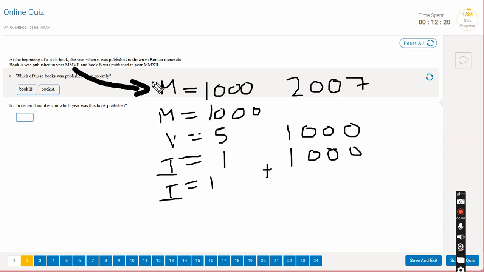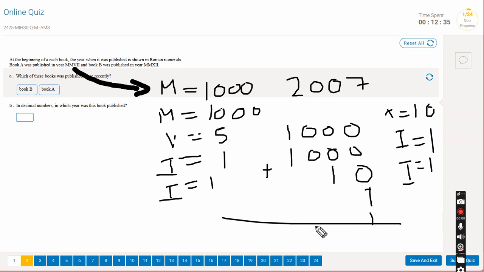For book B, it's going to be 1000 plus 1000. And then there is the X, which is 10. The X stands for 10, so X equals 10. And I stands for 1. And then I again stands for 1. Right? So that's going to be 10, 11, 12. So when you add all of these, you get 2, 0, 1, 2. So 2012, right?